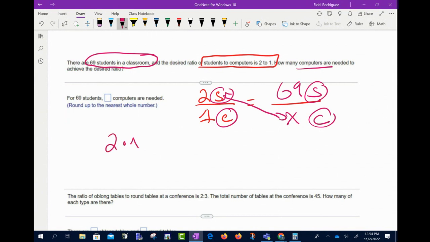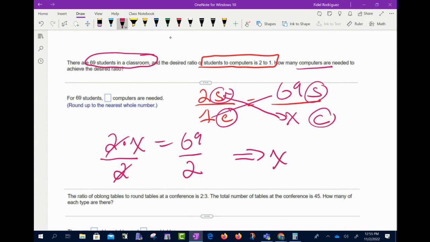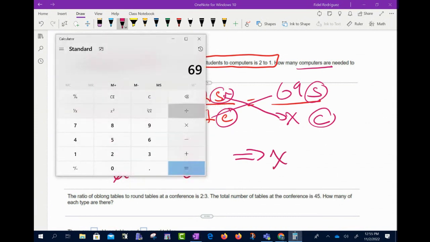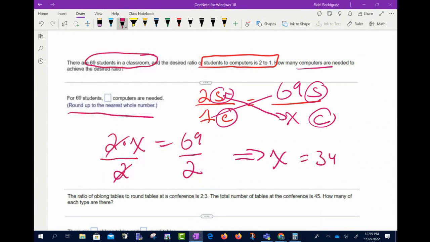So 2 times X gives me a 2 times X. 1 times 69 is still a 69. I'm going to go ahead and divide everything here by 2. And I want you all to notice something in this problem, y'all. They are asking me to do a little bit of rounding here, okay? So look, we're going to take 69, we're going to divide it by 2. We're coming up with 34.5.